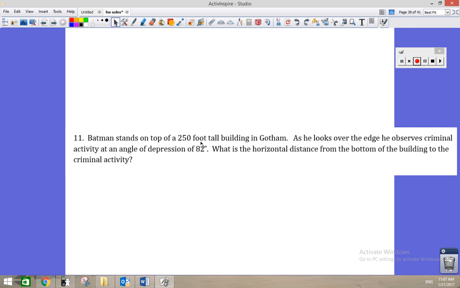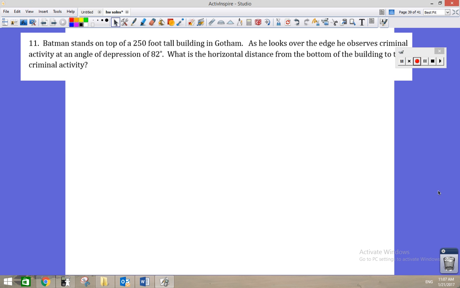Batman. All right. Batman stands on the top of a 250 foot tall building in Gotham. I didn't expect that. As he looks over the edge, he observes criminal activity at an angle of 82 degrees depression. What's the horizontal distance from the bottom of the building to the criminal activity? All right.